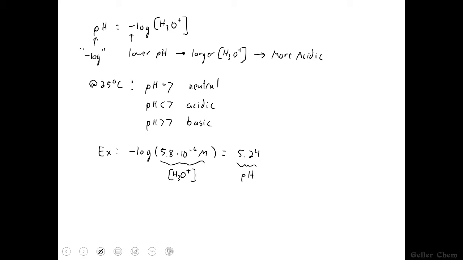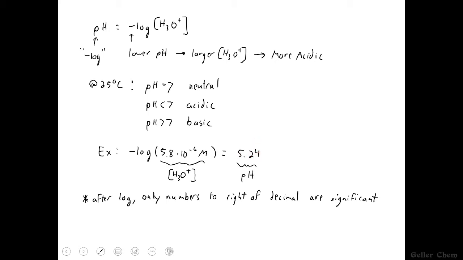Let's write that down. We'll star this note after log. Only numbers to the right of a decimal are significant. And so this number here really is only 2 sig figs.